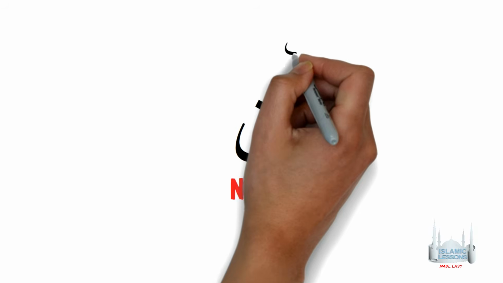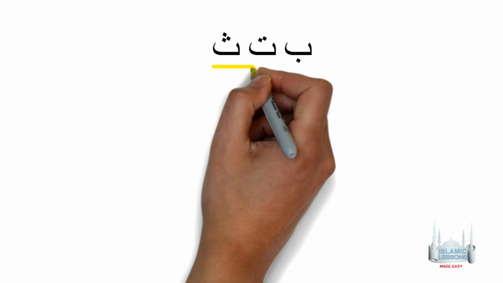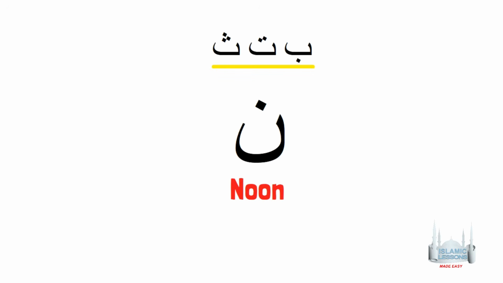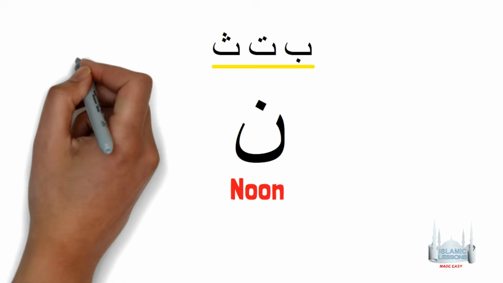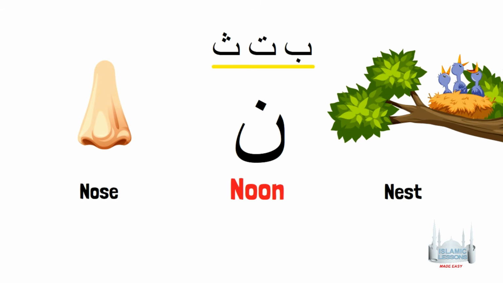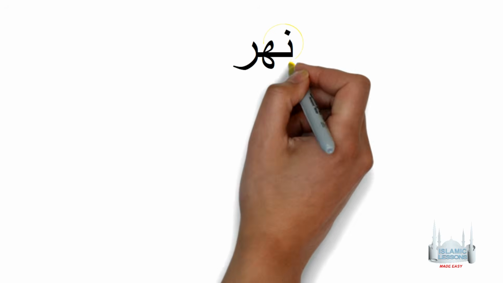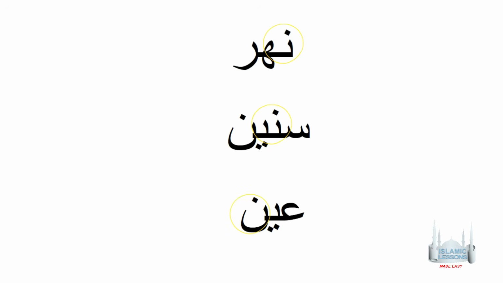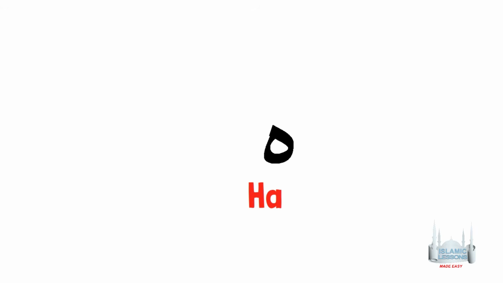This letter is called noon. It is similar to the earlier letters ba, ta, and tha, except it has a dot on top. Noon is a light letter. Noon makes a similar sound in English to the letter N in the word nose or the word nest. This is what the noon looks like at the beginning, like this in the middle, and like this at the end of a word.